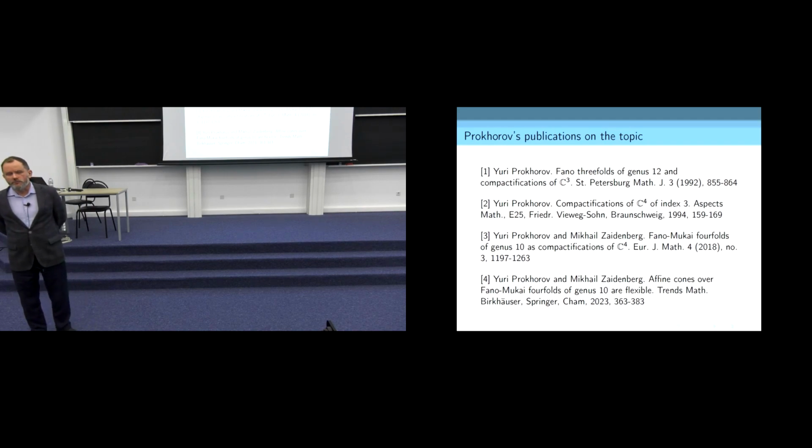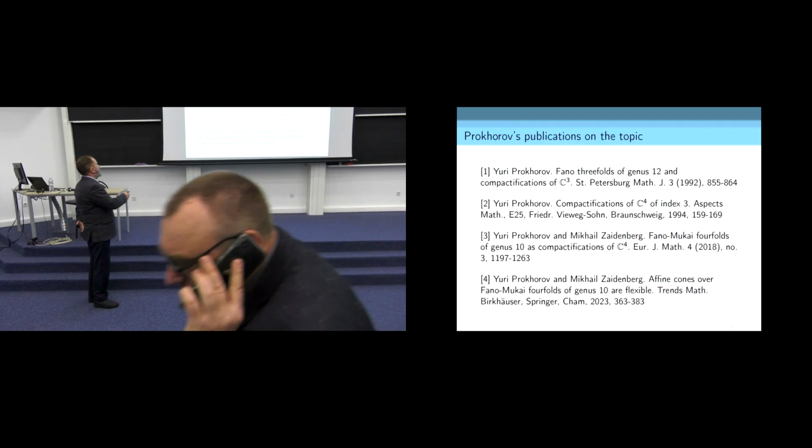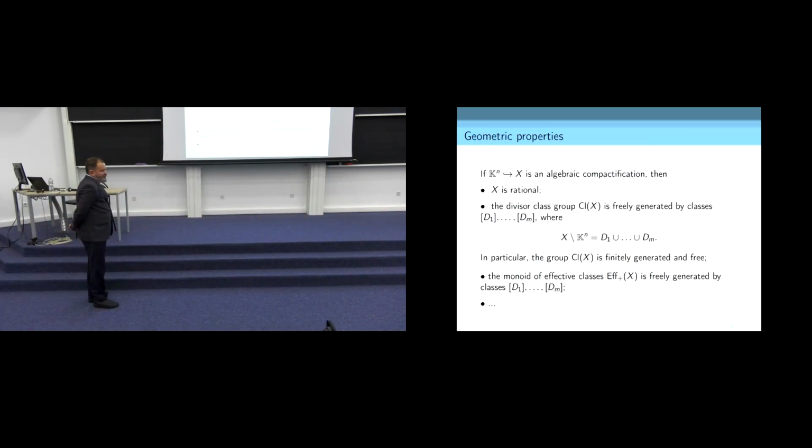Now, these classes are wider. Okay, and let me make some basic observations concerning which varieties may have such a compactification. Certainly, if I have an open embedding of an affine space into some variety X, then X is rational, but this time not necessarily smooth, because the boundary may be singular. The divisor class group is freely generated by classes of components of the complement.